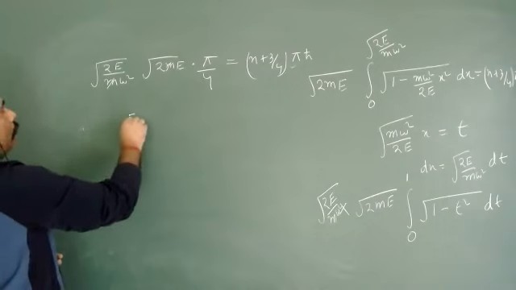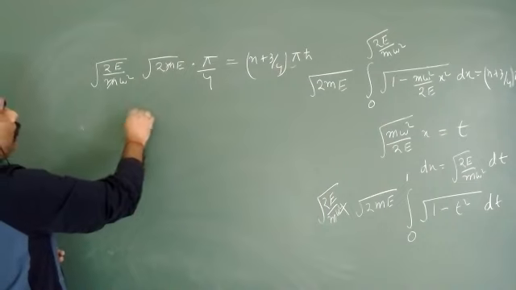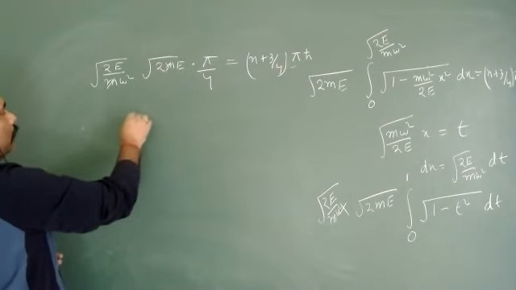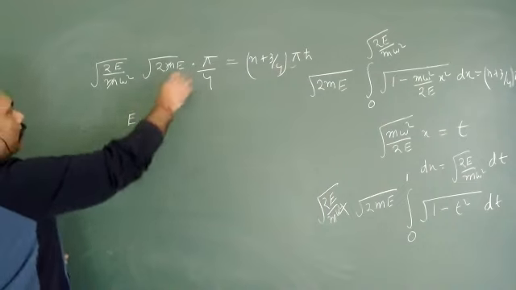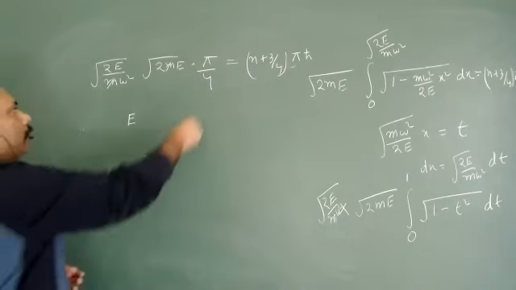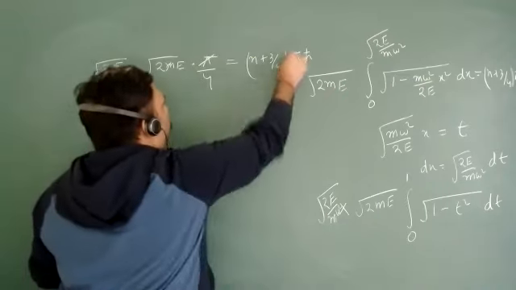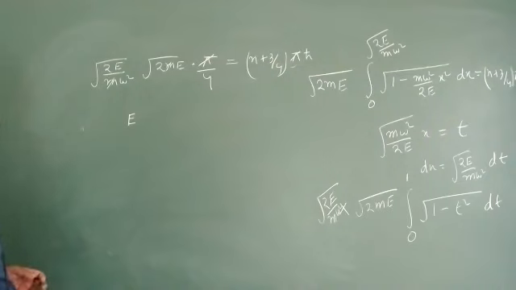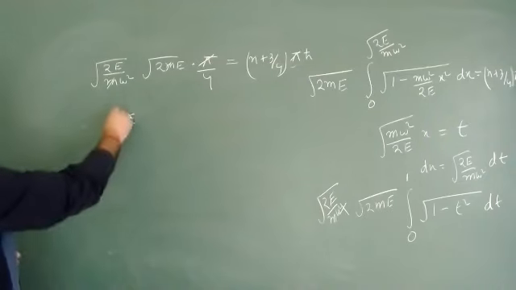2E upon omega. And the pi on the left-hand side and the pi on the right-hand side cancel out. So we have 2E upon 2 omega.